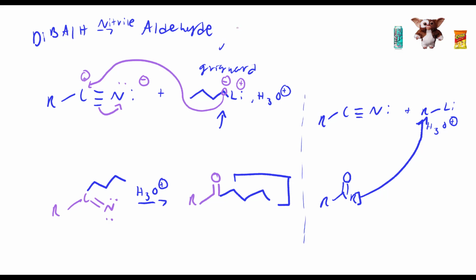Also, this works for lithium aluminum tri-tert-butoxy hydride, whatever. So right here, this also works. It makes nitrile groups into aldehydes. So nitriles go into aldehydes. There you go.